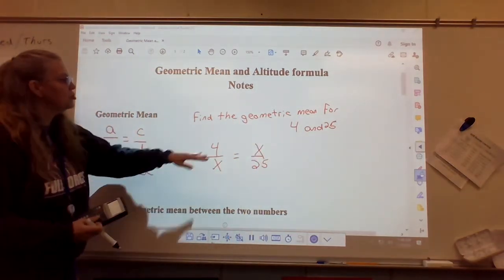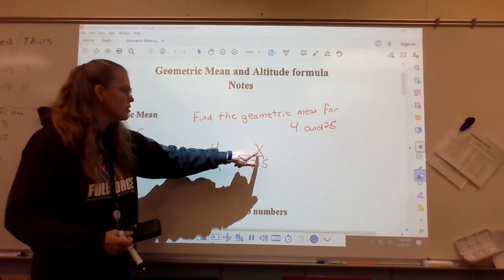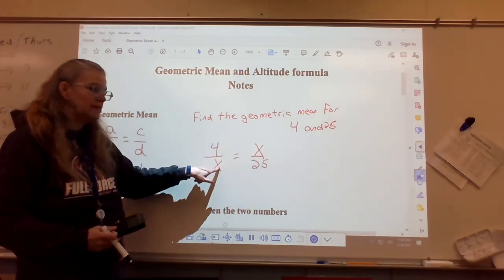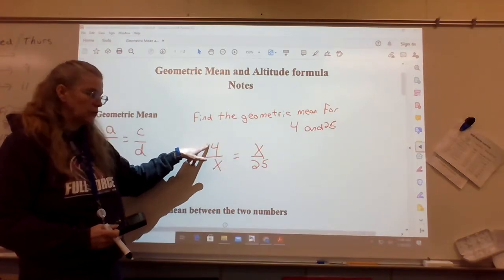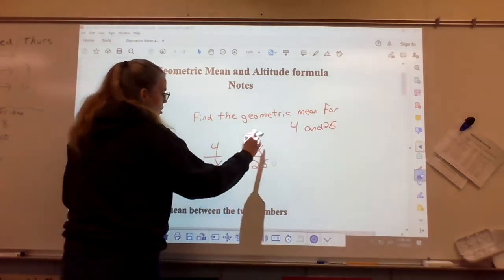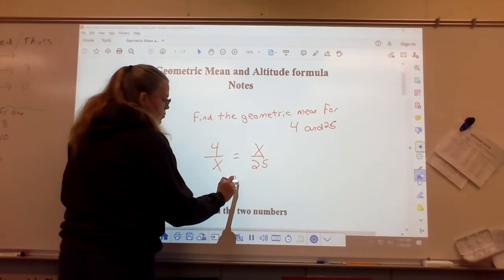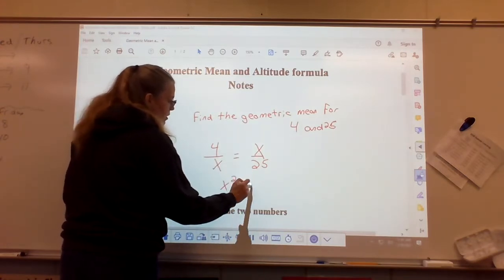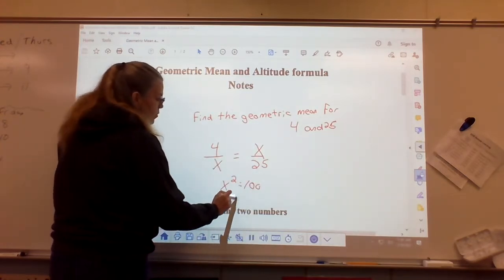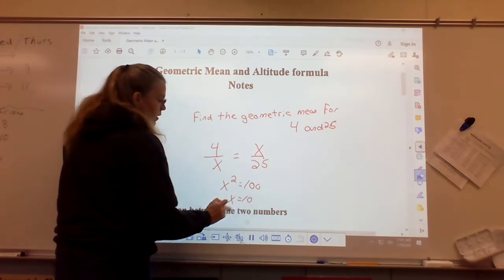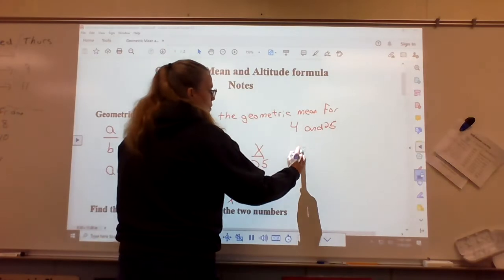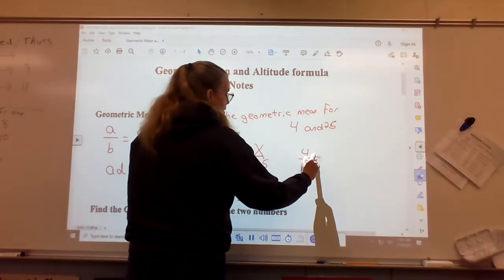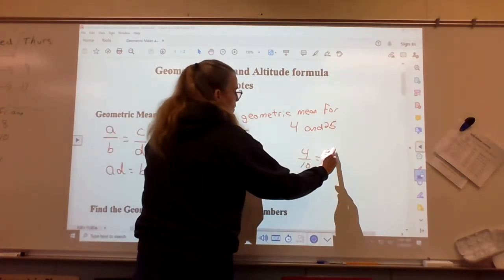Anytime you have a geometric mean problem, you're going to end up with one of your diagonals being identical, and the other two will be the other two numbers. So I can cross multiply this. X squared equals 4 times 25, which is 100. So therefore, X equals 10. What that means is if I put the 10 back in, 4 over 10 is the same thing as 10 over 25.